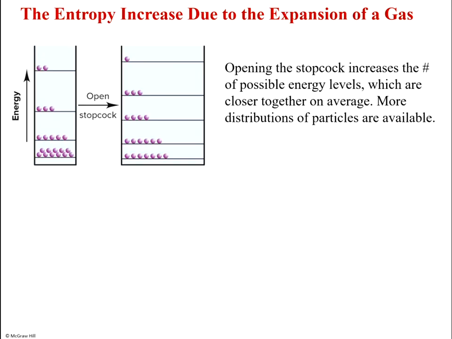Opening the stopcock increases the number of possible energy levels that are available, and they're also closer together on average. And so we have more ways that we can distribute the particles.